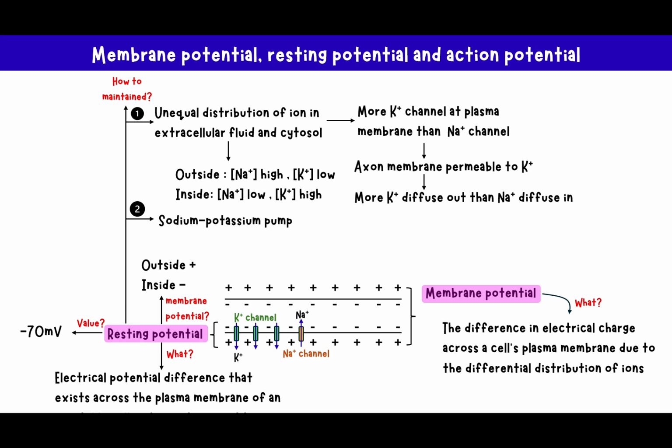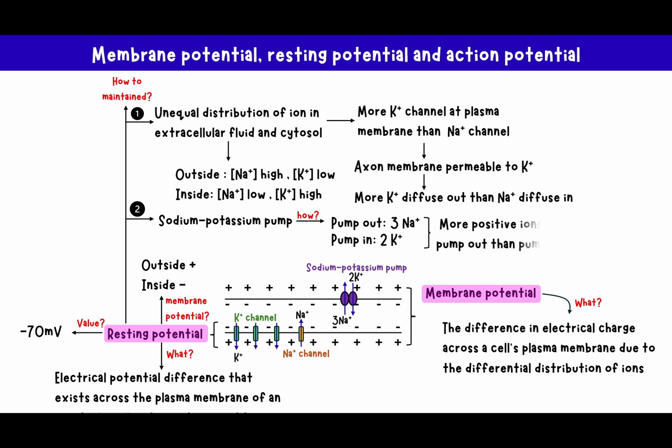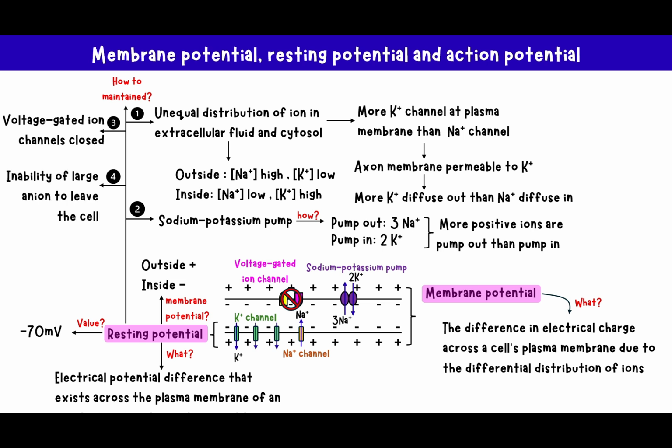Second, the sodium-potassium pump plays an important role. It pumps 3 sodium ions out of the axon and 2 potassium ions in, helping to maintain the resting potential. Third, both the voltage-gated sodium channels and potassium channels are closed, preventing any ions from passing through. Lastly, large anions are unable to leave the cell because the plasma membrane is impermeable to them.